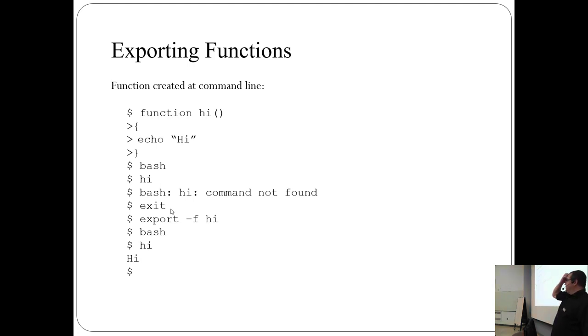For example, you could do, literally, this is a copy-paste from a shell routine, where I create a function called hi, and then I call bash. Hi is not found, so I exit. And now, believe it or not, I quit the inner shell. I can go export -f for function hi. I can go back into my inner shell, and magically now it's available to me.